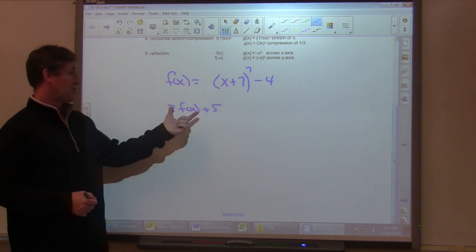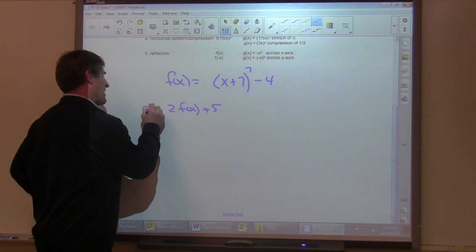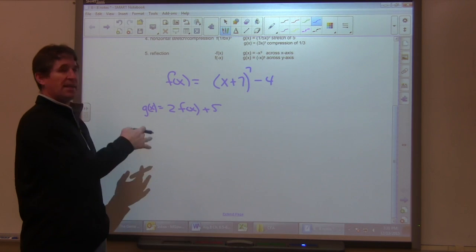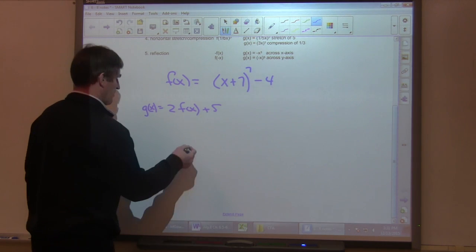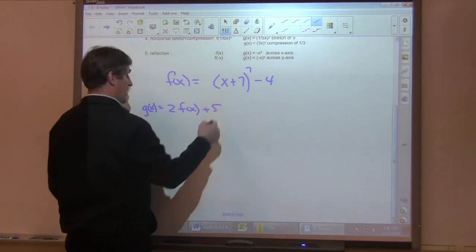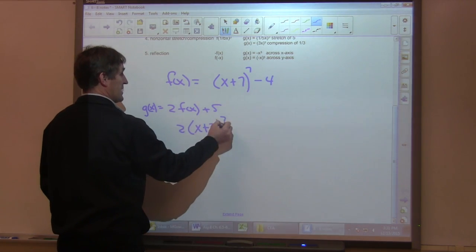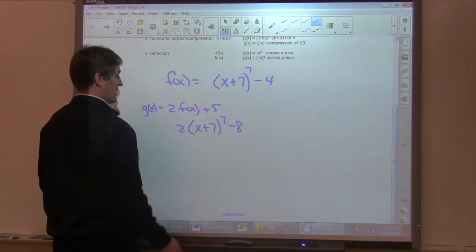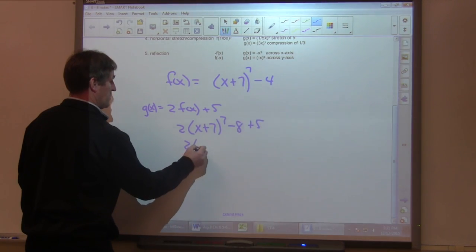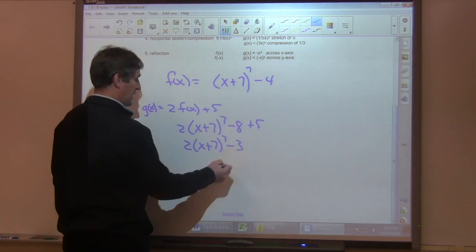So they're going to ask you to write your new function g of x. They're going to say g of x equals this, and we're going to have to write that new g of x and then explain the transformations. So if we look at this, this says we're going to take 2 times this whole thing. So we get 2 times x plus 7 to the 7th minus 8. And then we're going to add 5 to it. So our final answer would be 2 times x plus 7 to the 7th minus 3.